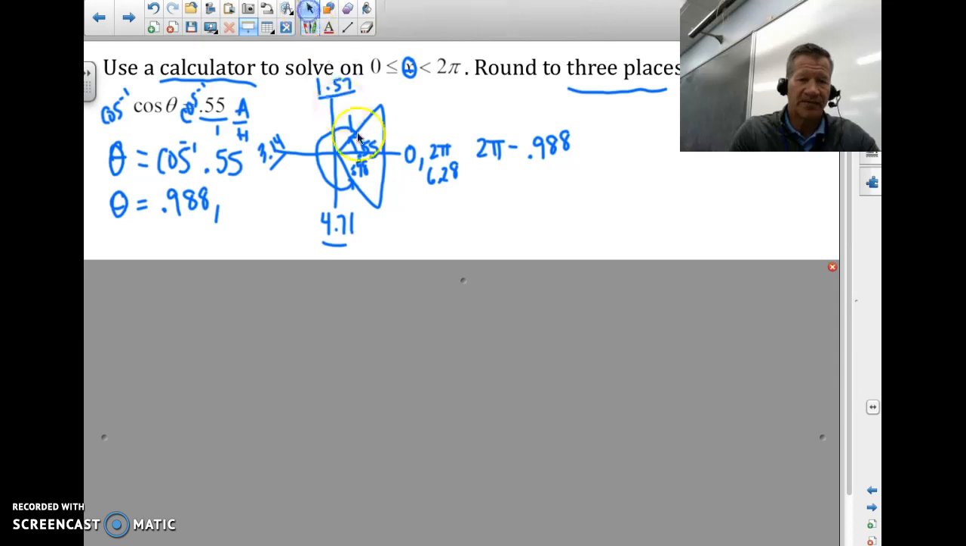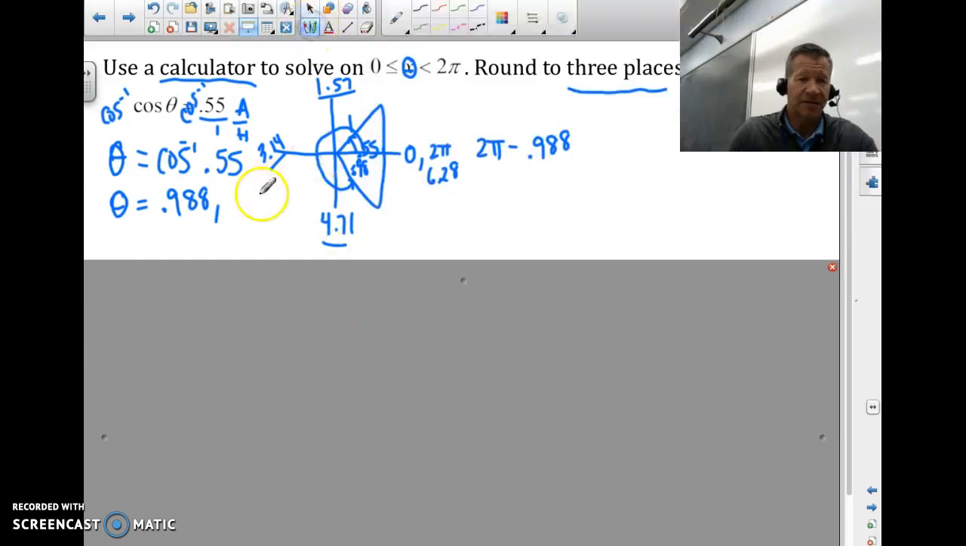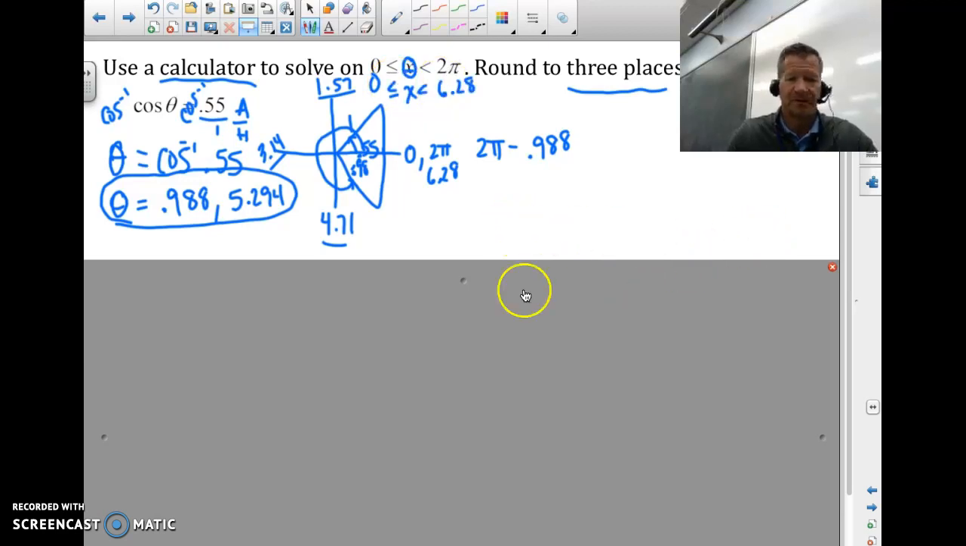So if I go 2 pi minus this answer, let's do this. So 2 pi minus, and you've got an answer key right there in blue. Second answer. So I'm subtracting that answer. I'll get 5.294 or 5.295, depending on whether you round or truncate. So let's go 5.294 is fine. And there's my 2 answers. So theta would equal 0.988 radians or 5.294 radians. Both of those are between 0 and 2 pi, which is 6.28. And there we go, approximately.